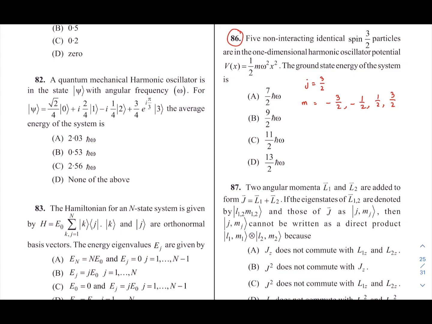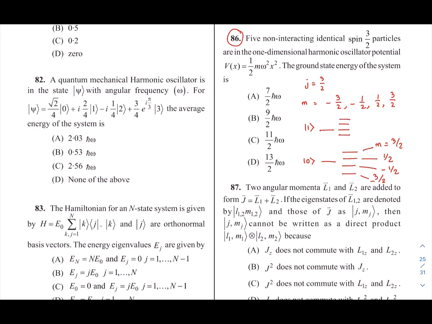So in the harmonic oscillator potential, let's say this is the ground state and this is the first excited state. 4 particles can be located in the ground state with different values of m. So let us draw such cases. So this is m equal to 3/2, this would be half, this would be minus half, and this would be minus 3/2. Same is true for the state 1.